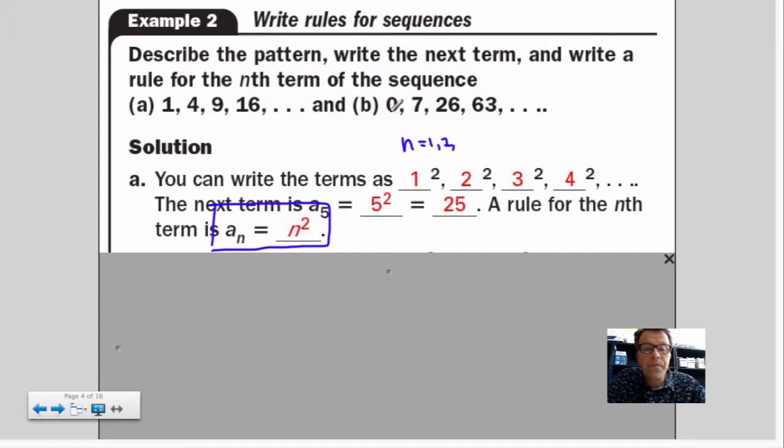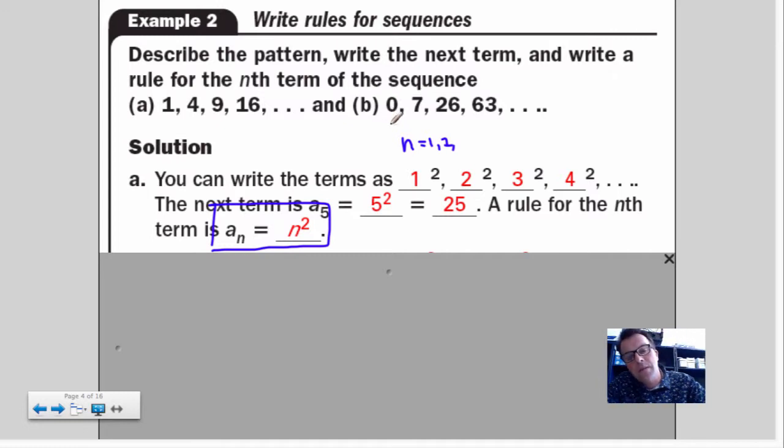Whew, next one. Tricky, right? So 0 to 7 to 26 to 64. I've gotta admit, I already looked ahead, so I know what it is, but it would be hard to recognize this, right? The pattern here is basically you're cubing n and subtracting 1 away from it.